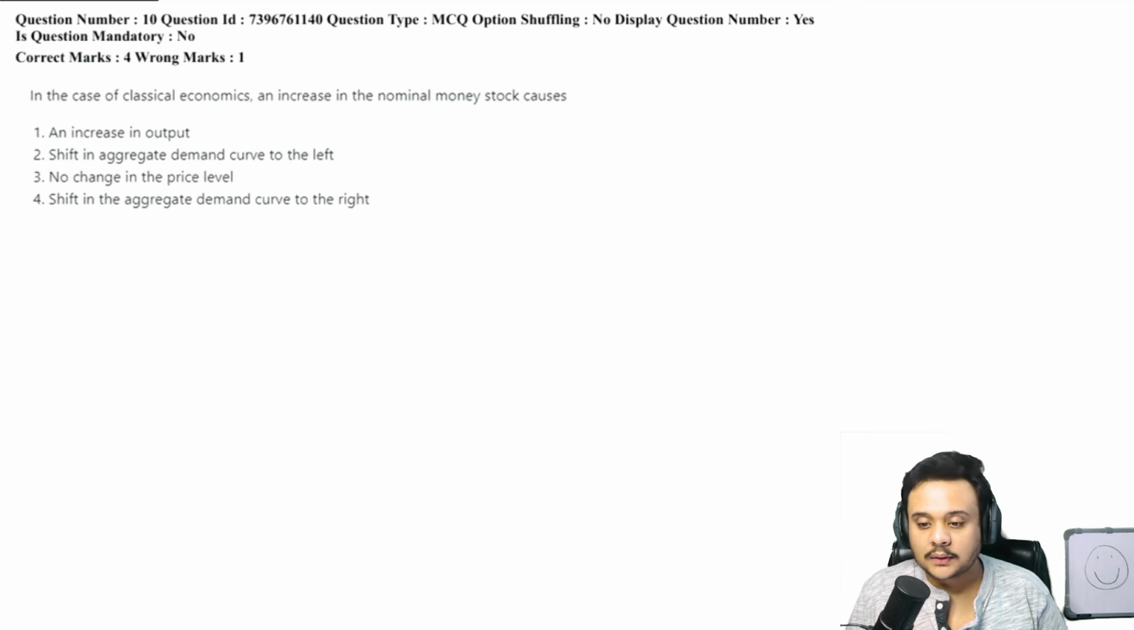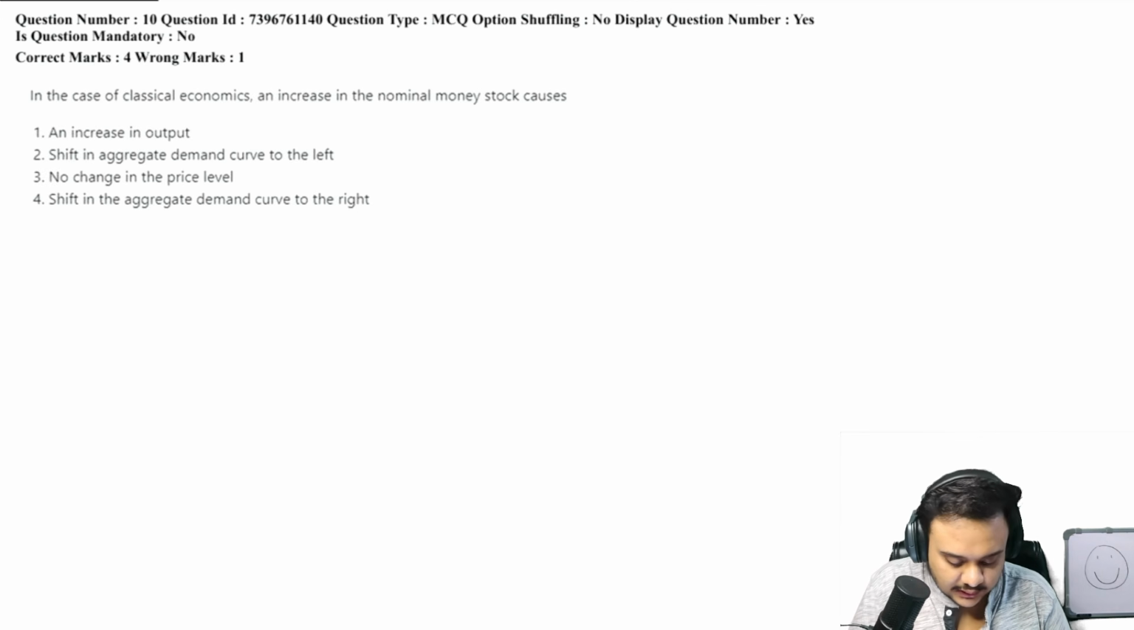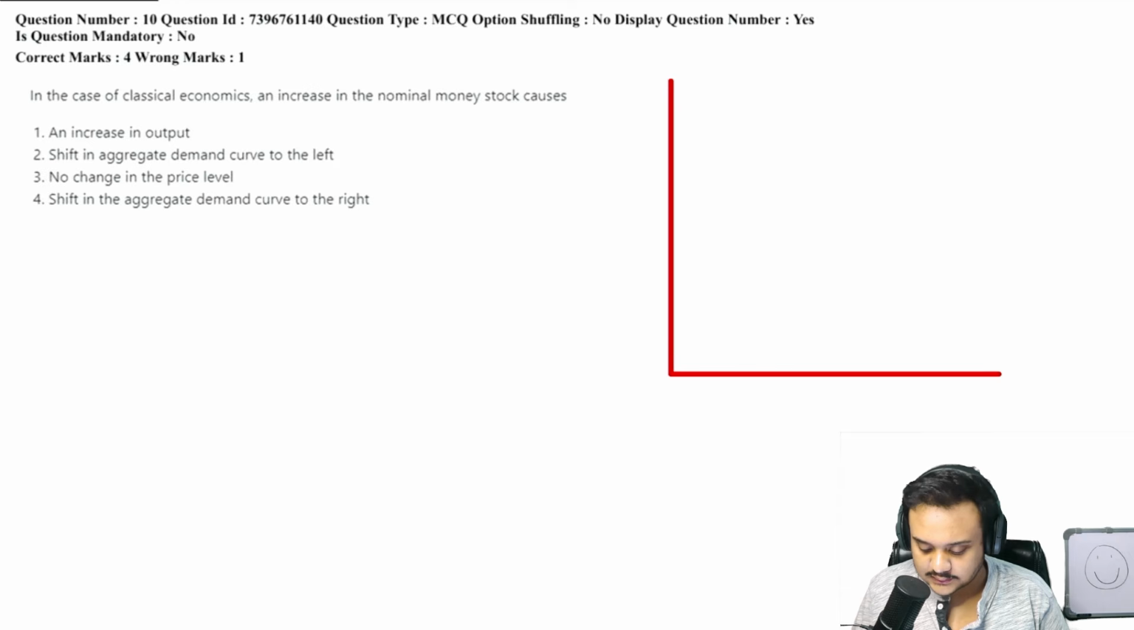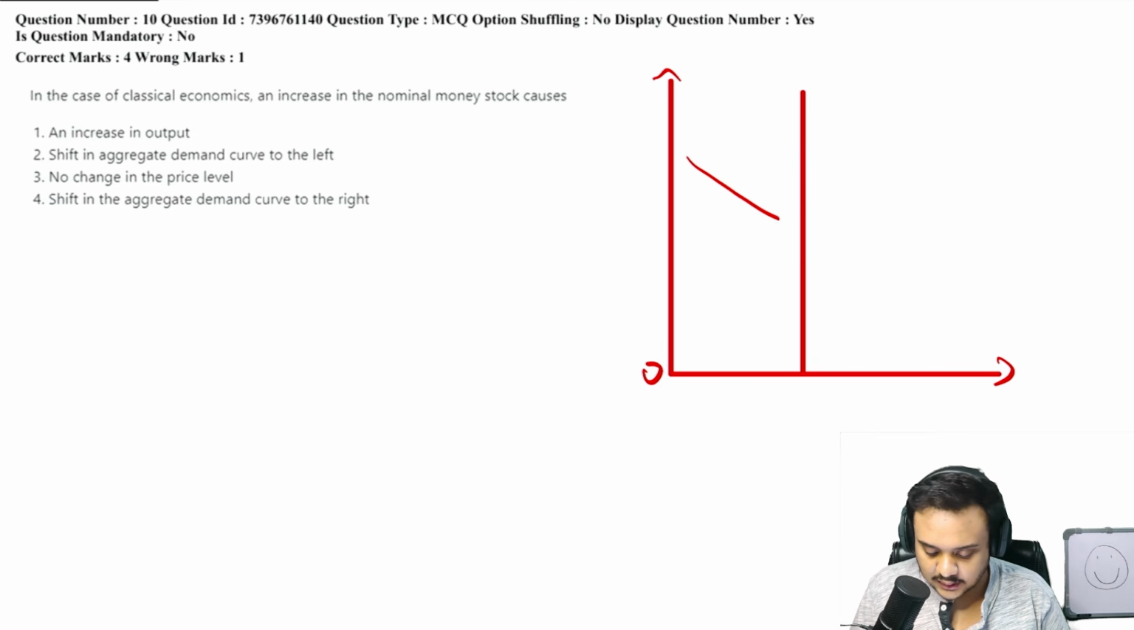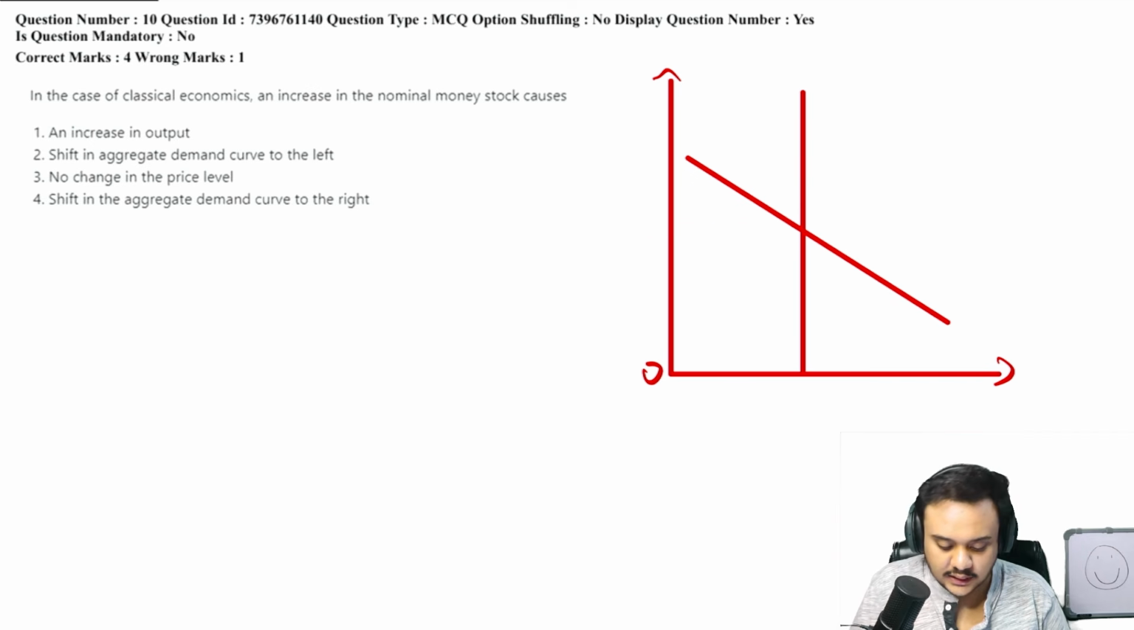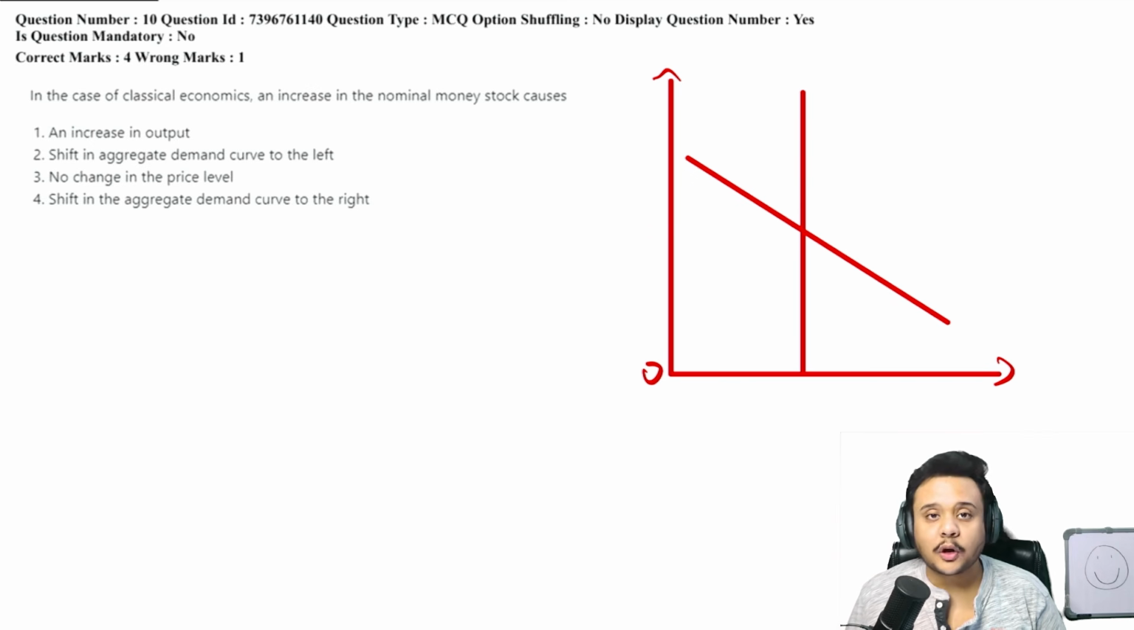Okay, so let us read the 10th one now. It says that in the case of classical economics, an increase in the nominal money stock. So you already know that when we are talking about classicals, your aggregate supply curve is vertical and your aggregate demand is downward sloping. So this is your price level and your quantity is already at the full employment level. Your output is fixed at full employment level.